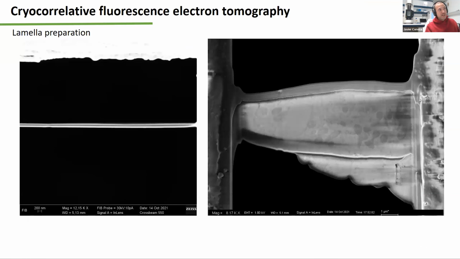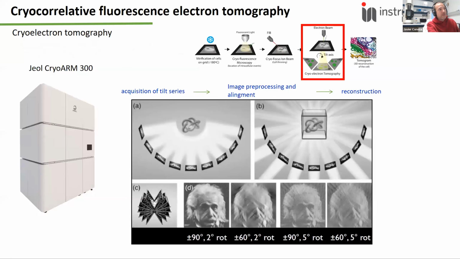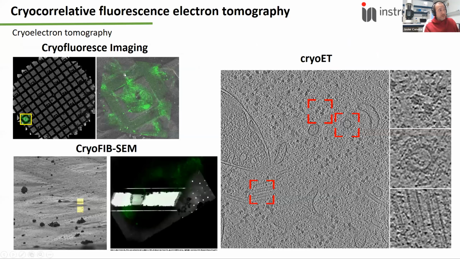Here is an example of the lamellas that we prepare, here from the FIB perspective, and here a high resolution image with the SEM microscope showing what cellular structure remains within the lamella. So once we have prepared the lamellas, we transfer them to our TEM microscope, a Jeol CryoARM 300, to perform the acquisition of the tilt series. And then here to summarize the whole workflow, transmitted light, here the section of our confocal stack.